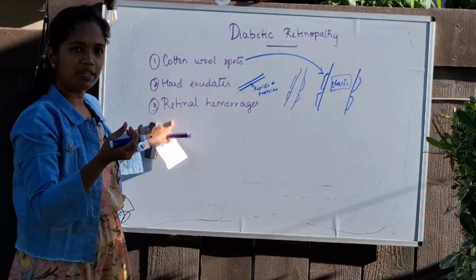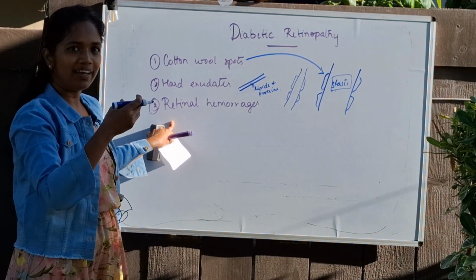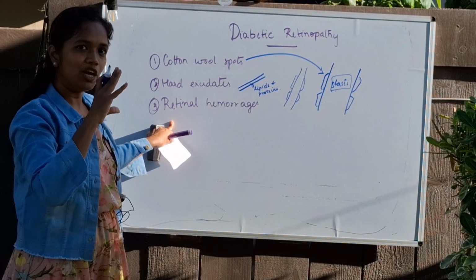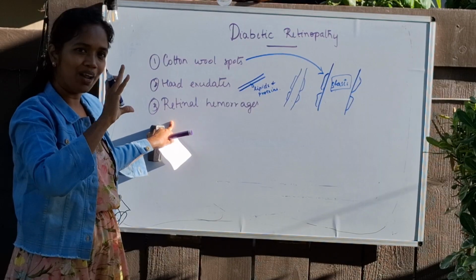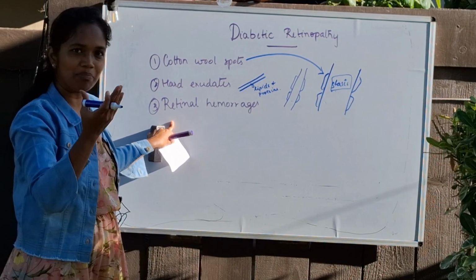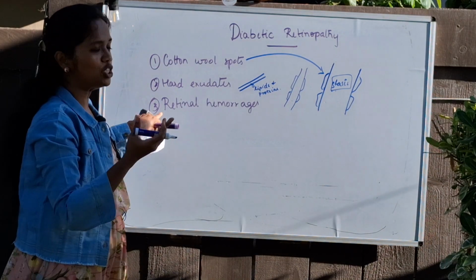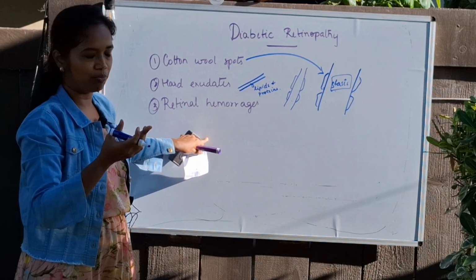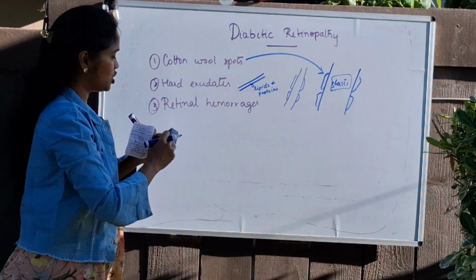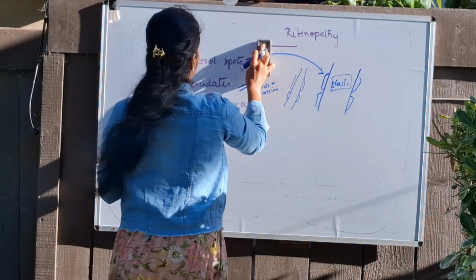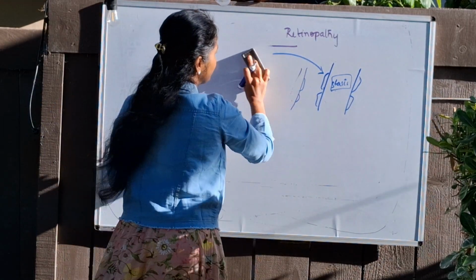What about retinal hemorrhages? As is obvious, there will be hemorrhages seen in the retina because the blood vessels are not properly supplying the retina because of diabetes. So, these three are the important conditions which we see in diabetic retinopathy. Similarly, there are three conditions in hypertensive retinopathy. What are they?